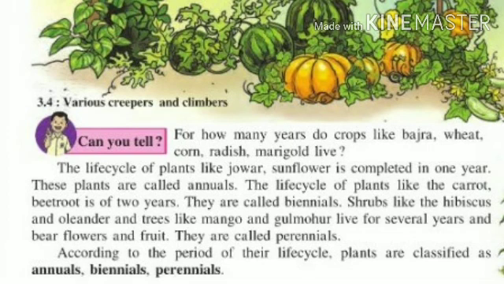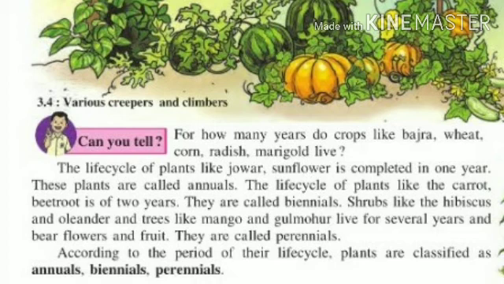Now there is one more question for you all. For how many years do crops like bajra, wheat, corn, radish, marigold live? Do you know? All the above plants survive for about 1 year. The life cycle of plants like jowar, sunflower is completed in 1 year. These plants are called annuals. The life cycle of plants like the carrot, beetroot is of 2 years.